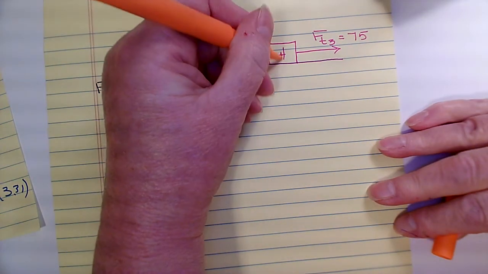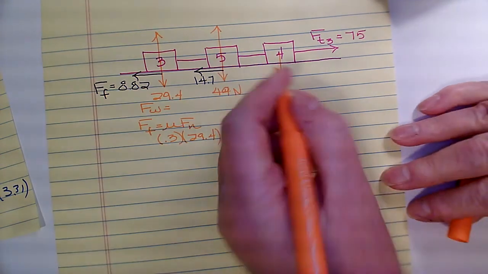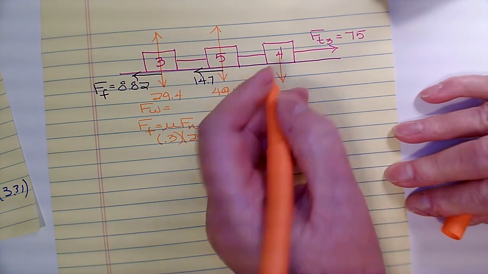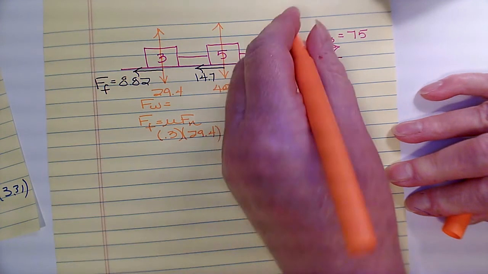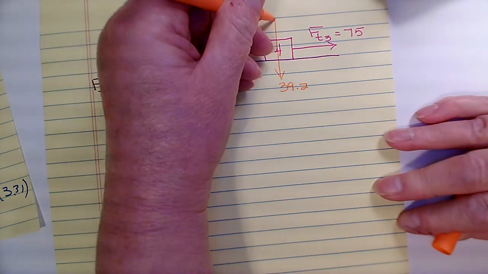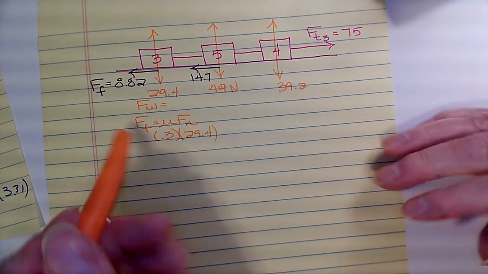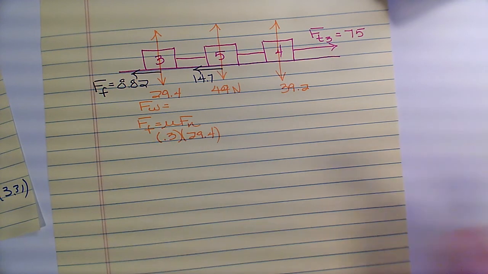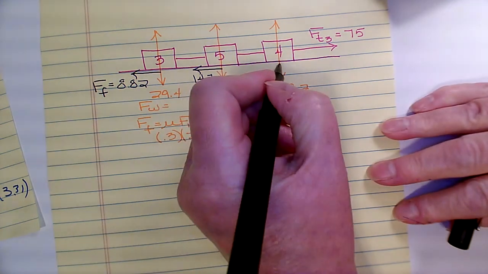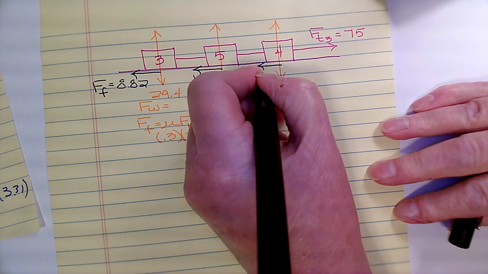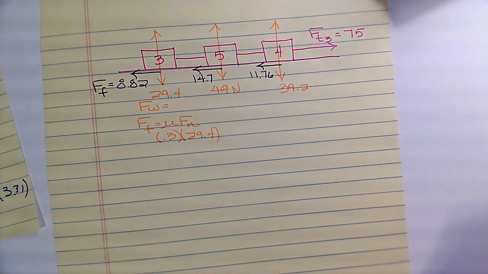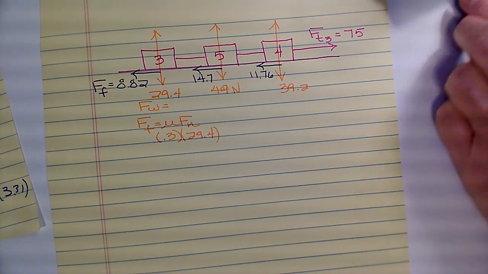And here we have FW, that is 4 times 9.8, that's 39.2. So Fn is the same. So friction is 0.3 times 39.2, and that turns out to be 11.76 newtons. That's my friction.